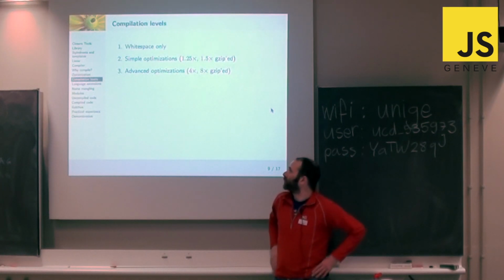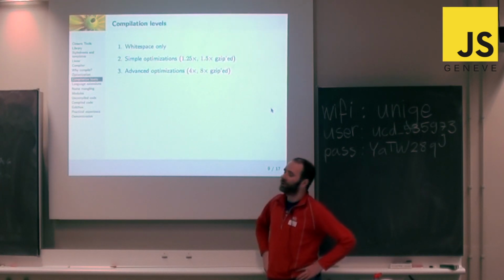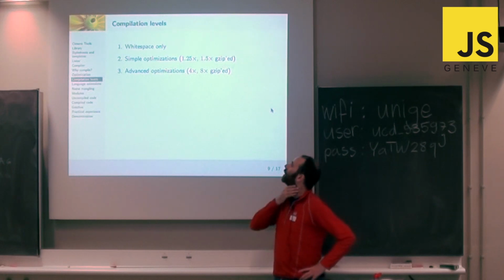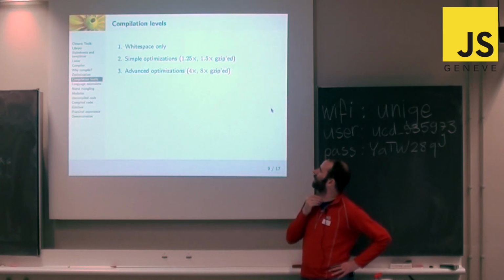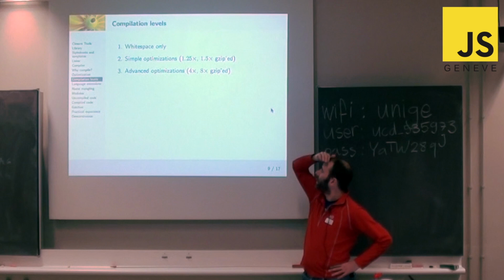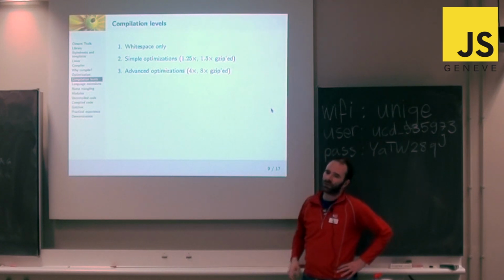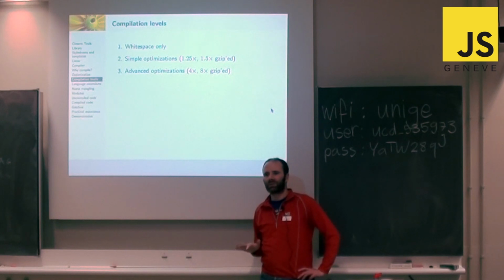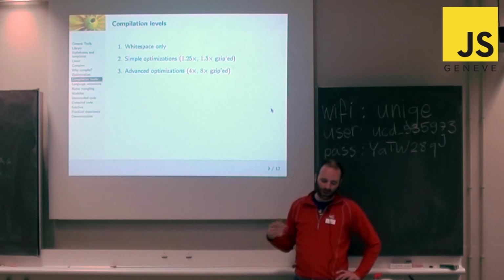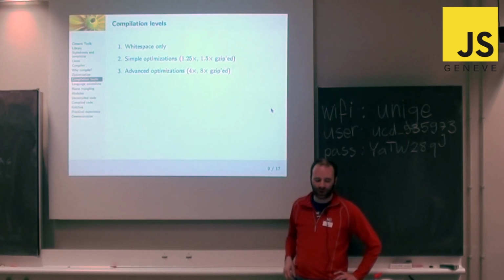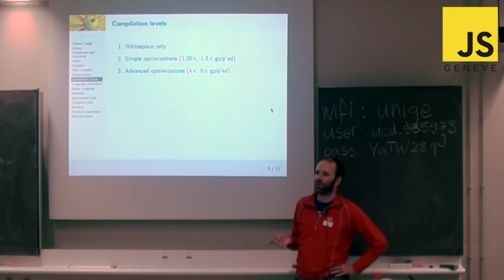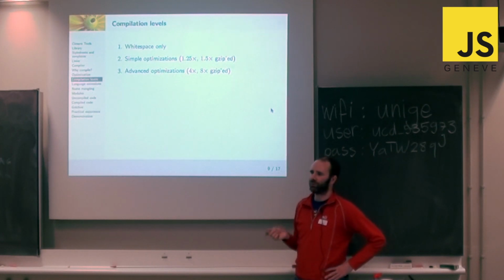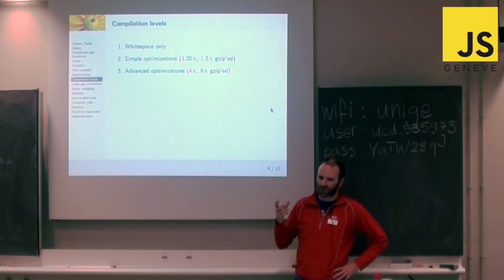It has 3 different levels of compilation. There is white space only, which is obvious. Simple optimizations will get you to about 1.5 times the size, or it'll compress by a factor of 1.5. This is more akin to a traditional JavaScript compressor. It will do some variable renaming.